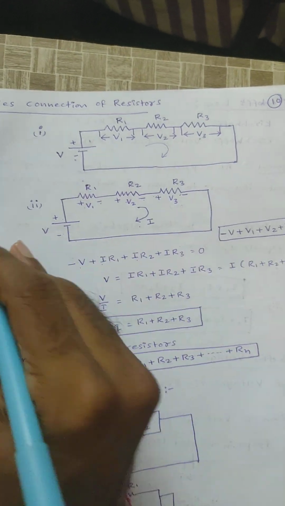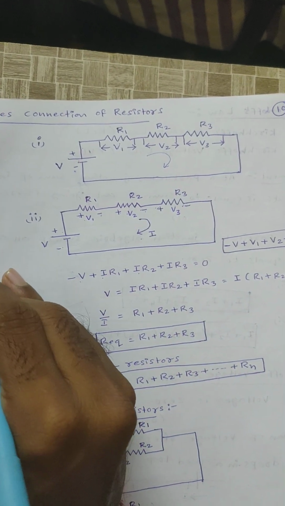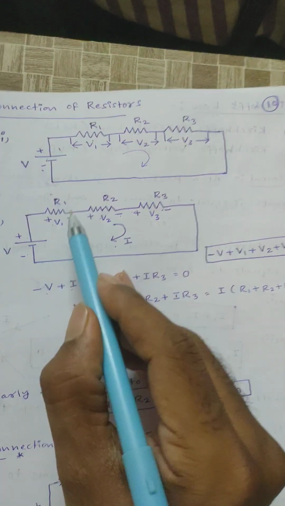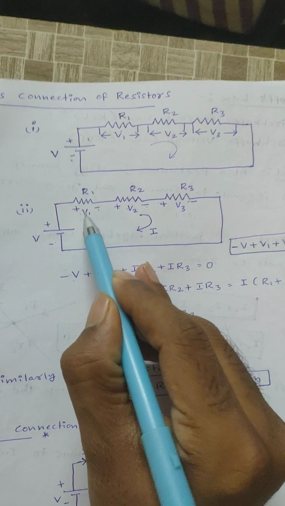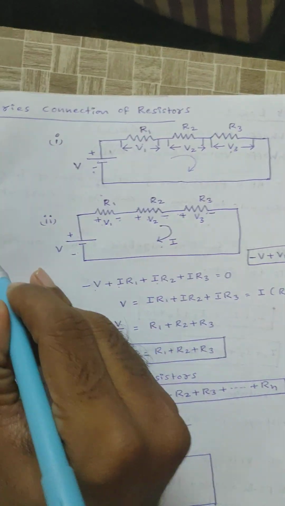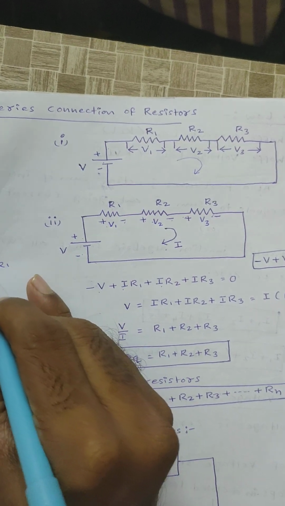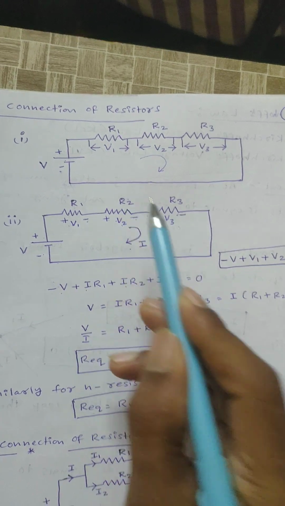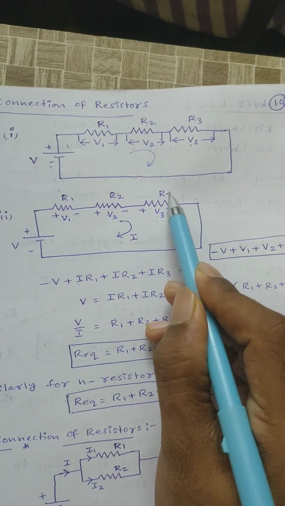But we already know that the voltage across any device is nothing but the current flowing through that branch times the resistance of that branch. In series, current is the same, right? That is I. That means V1 is equal to I into R1. Similarly, V2 is equal to I into R2, and V3 is equal to I into R3.